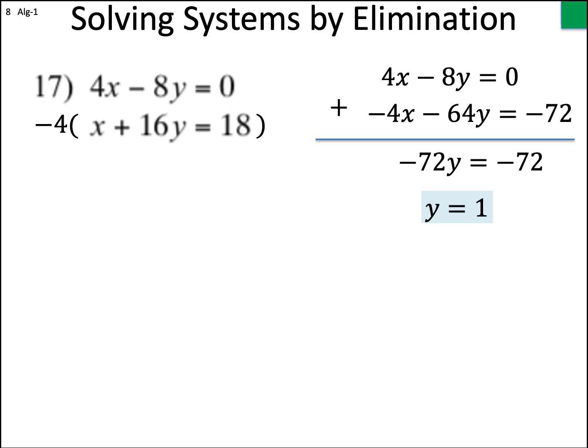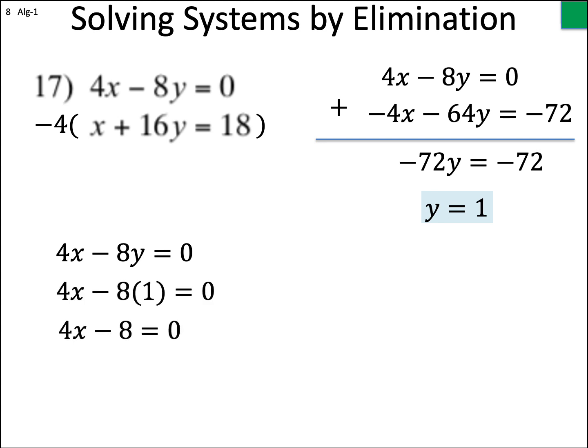So for me, I'm going to go back to the first equation, substitute 1 in for y. Negative 8 times 1 is negative 8. Add 8 to both sides. So x is 2. Now you would have gotten, if you multiply the top one by 2, you'd have solved for x and gotten x equals 2, and that's what you would have substituted in. But then you would have gotten y equals 1 for your equation. Either way you do it, you get the same answer. X is 2 and y is 1.